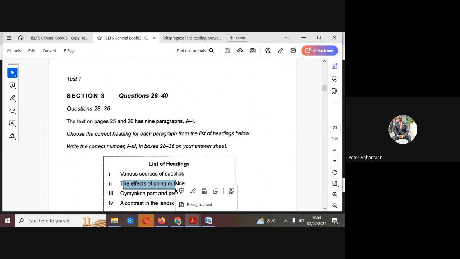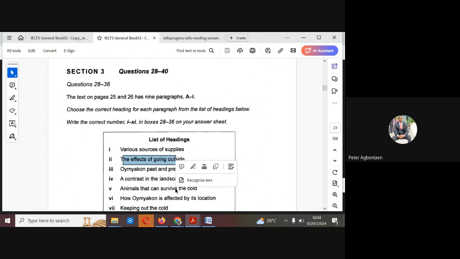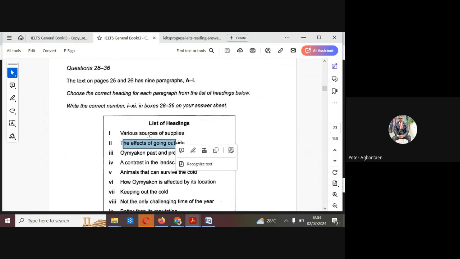So you've got to analyze each of these headings. That means you interpret each of the headings and you try to understand what the meaning of each heading is. Okay, so here, for example, they said various sources of supplies. Of course, this means various sources of supplies in Oyemakon.